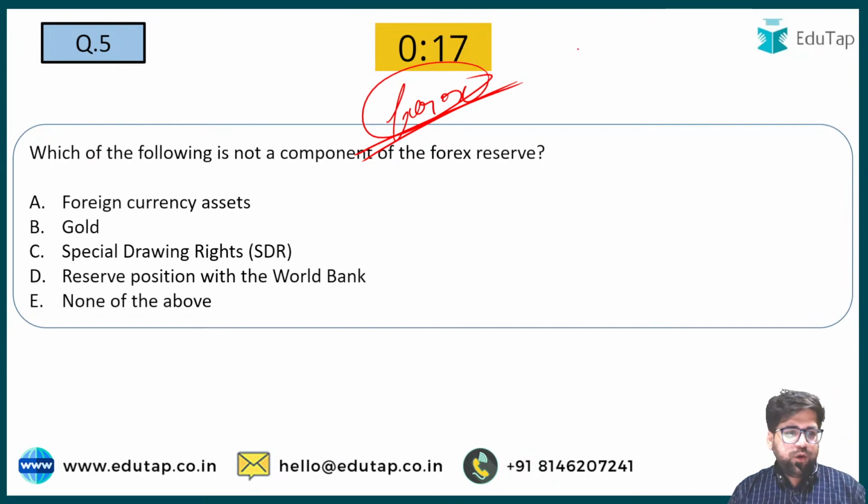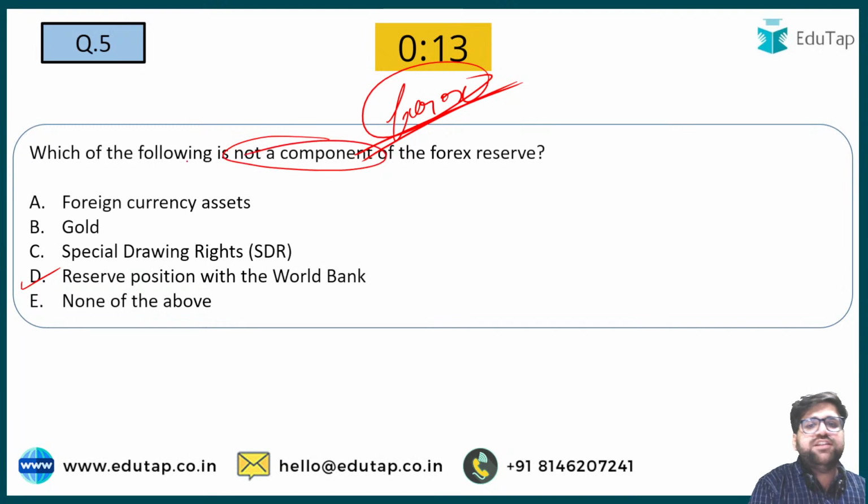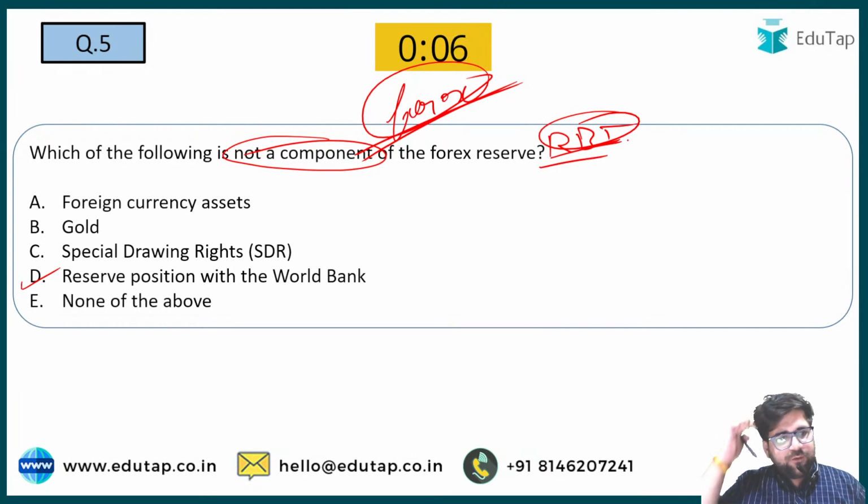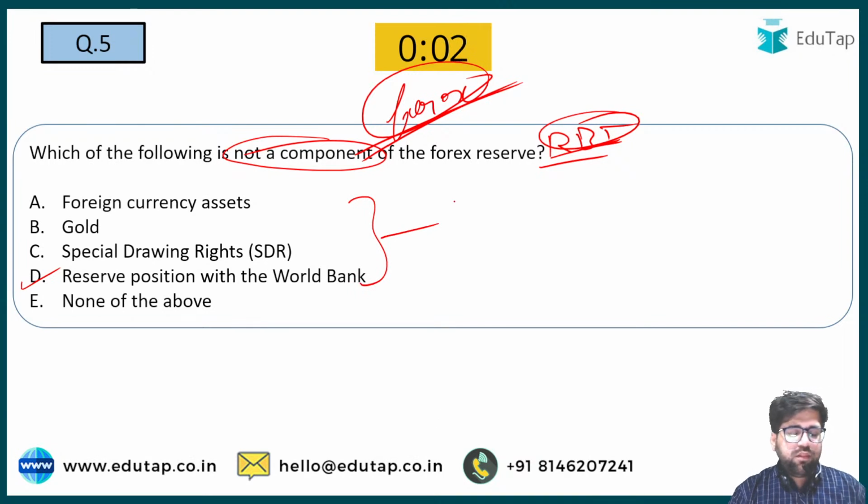Okay, maximum of you are coming with D. Yes, the answer is D only, because you have to identify the component which is not a part of the forex reserve held by RBI. This question was incomplete rather, but I can see maximum of you have given the right answer. Generally there are four components of the forex reserves maintained by RBI.